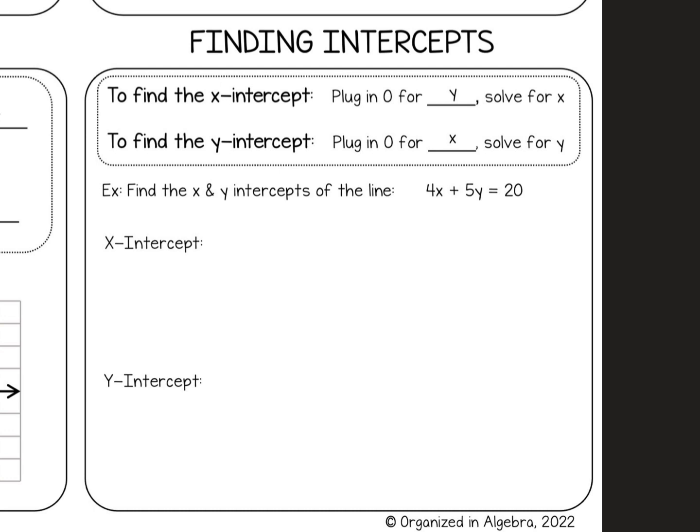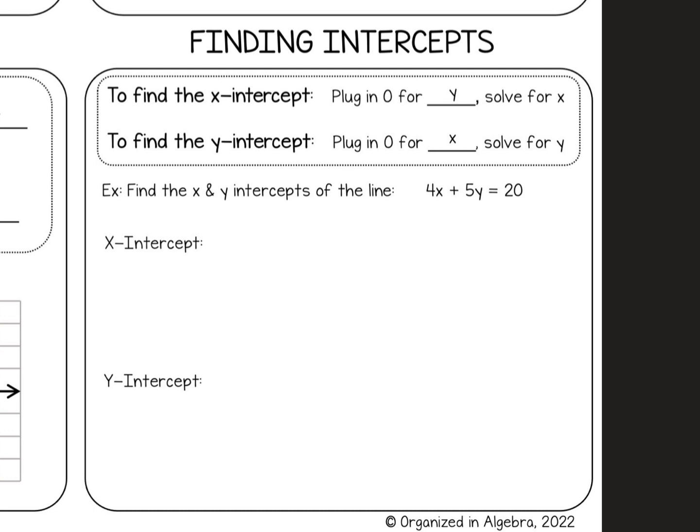Next, let's try finding our intercepts. To find the x-intercept, we want to find the place where the graph crosses the x-axis. To do so, we are going to plug in 0 for y and solve for x. So our answer will be a point, which is an x value, 0. To find the y-intercept, or the place where the line crosses the y-axis, we plug in 0 for x and solve for y. Our y-intercept will always be a point, (0, a y-coordinate).